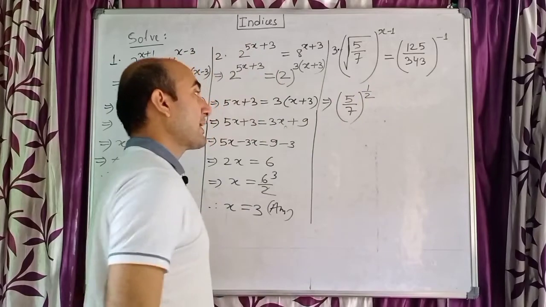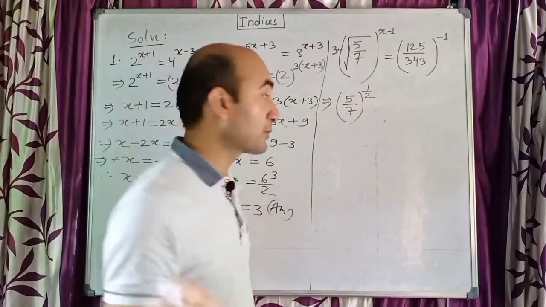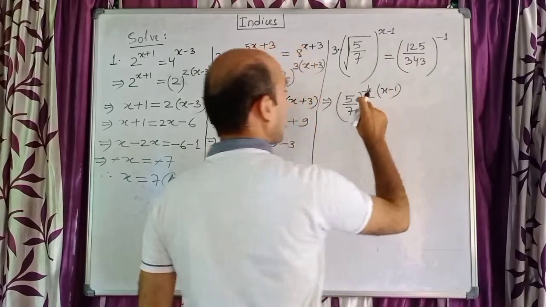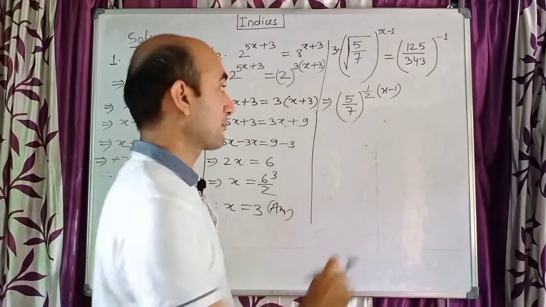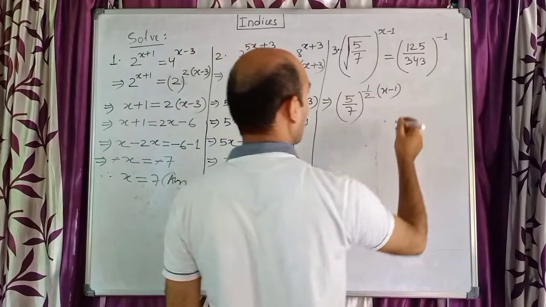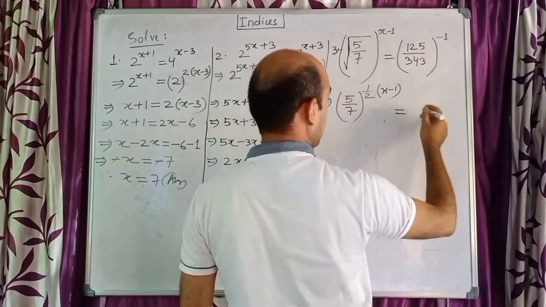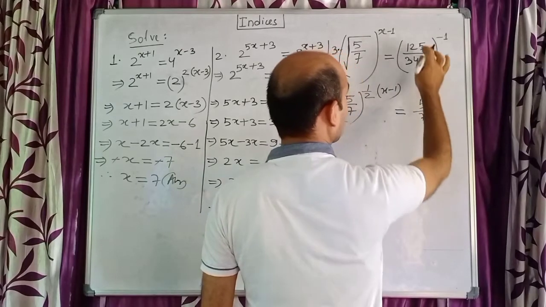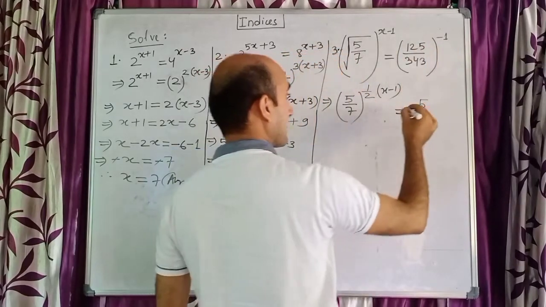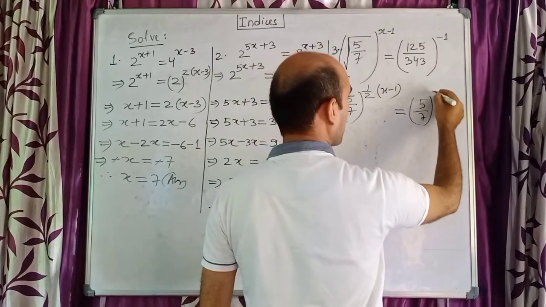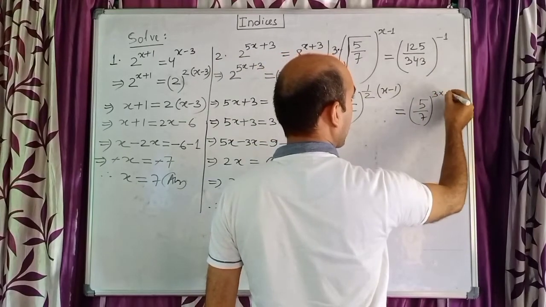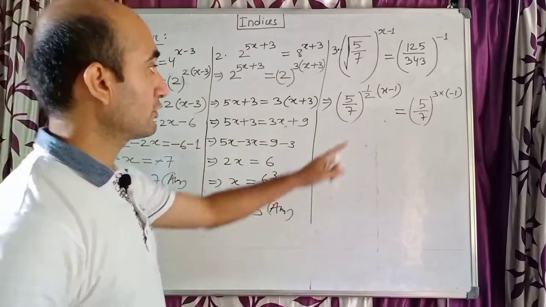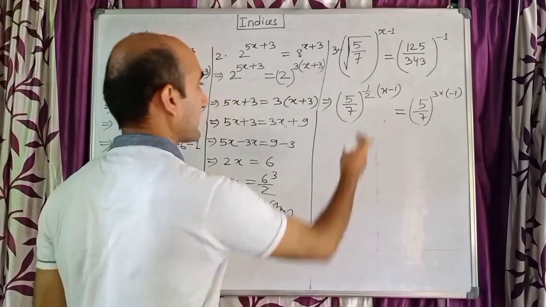By writing 1 by 2, my root over is removed, and already the old power is x minus 1. The 1 by 2 came just now to remove the root over, but x minus 1 is the old power. And as I just told you, this is the cube of 5 by 7. This is the cube of 5, this is the cube of 7. So I will write 5 by 7 cube, and my old power is minus 1, so I wrote minus 1 in the bracket. This 3 and minus 1 will multiply, and here 1 by 2.